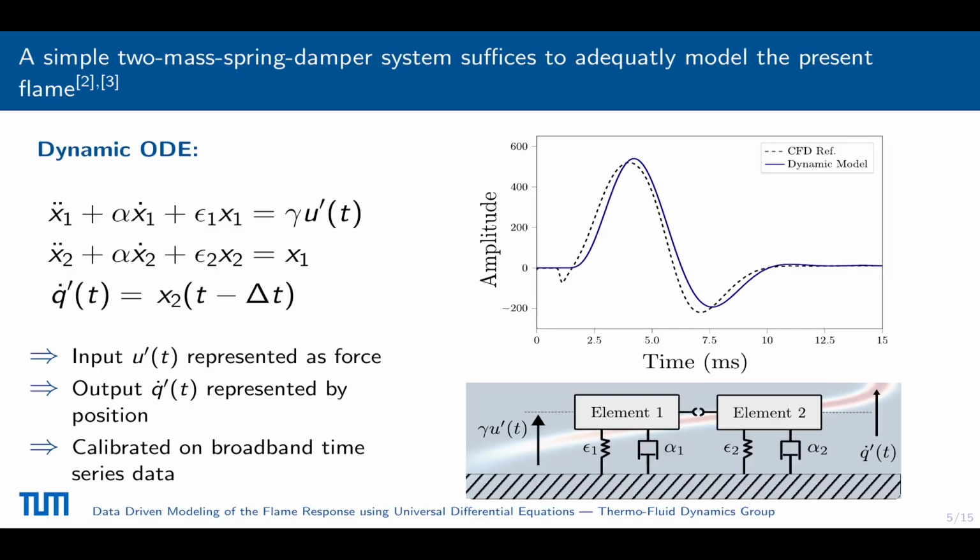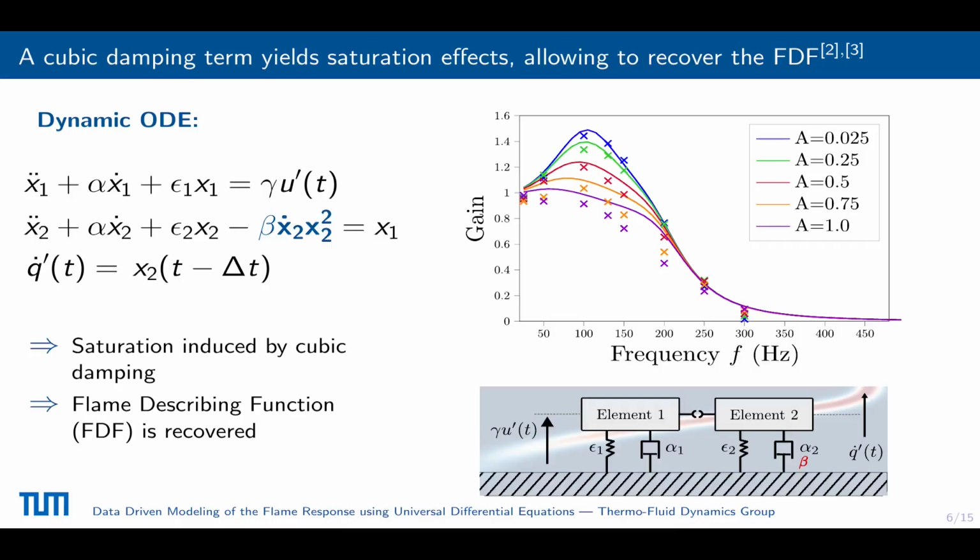However, I mentioned that flame dynamics are very rich and also very nonlinear. So they also contain something like saturation. And saturation effects are a nonlinear phenomena. So we need something nonlinear in our ODE. And this nonlinear thing is basically the cubic damping term that you can see here in blue. This cubic damping term suffices to induce saturation, which closely mimics what we observe in real flames. So we are now able to recover not only the flame transfer function, so the linear response of the flame, but also the flame describing function with high accuracy, so the FDF is recovered.